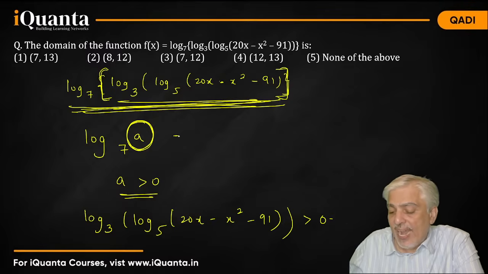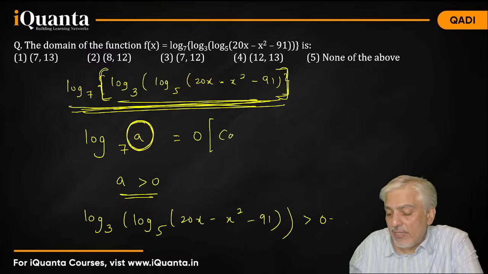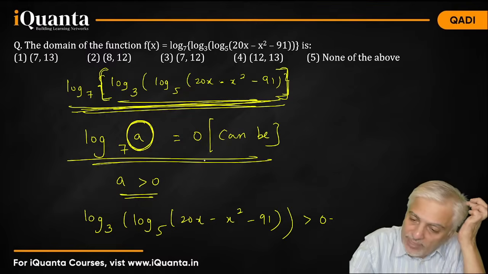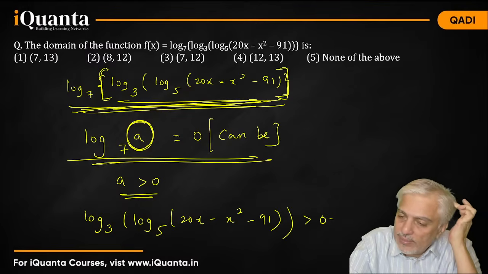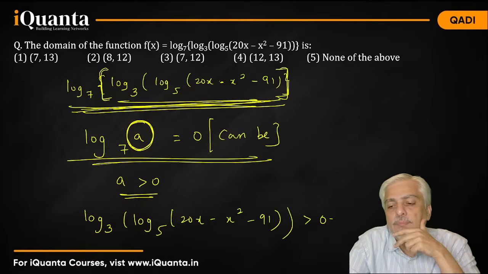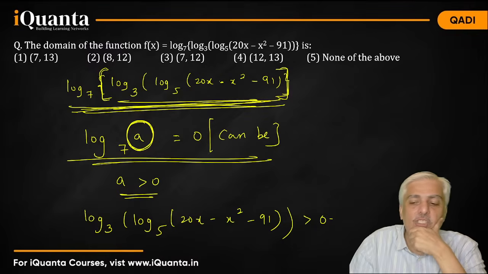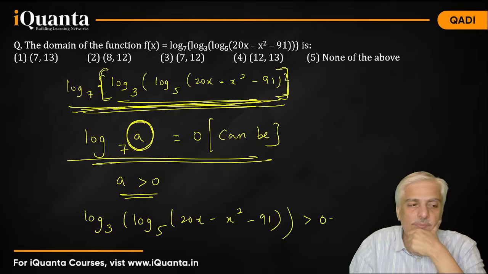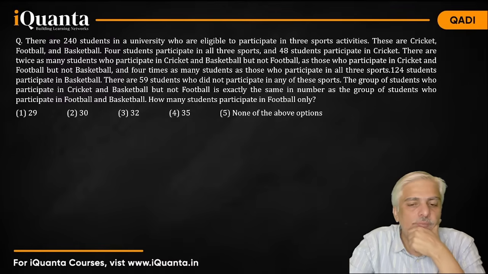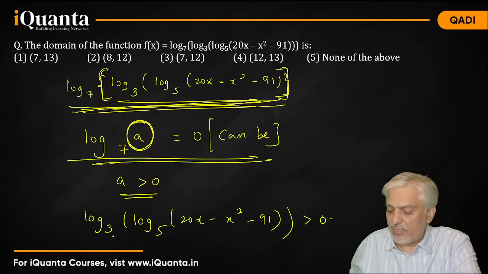Remember, this can be 0. Can be. We are not saying it is 0, it can be 0. So there I can't make any rules. Is it clear? Okay, going ahead, chalo. Next step, explain. Okay, next step, explain.